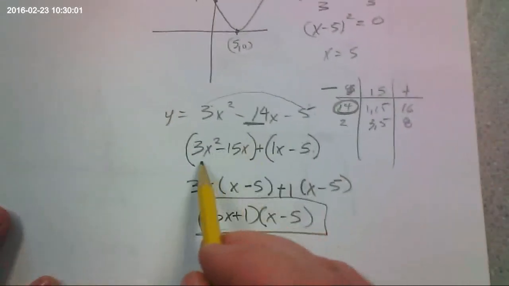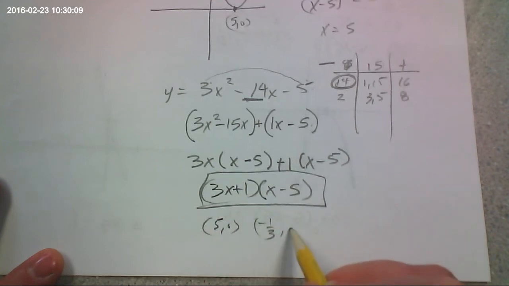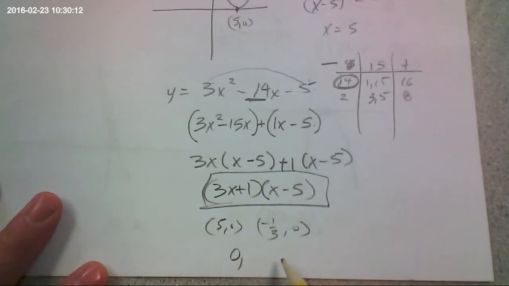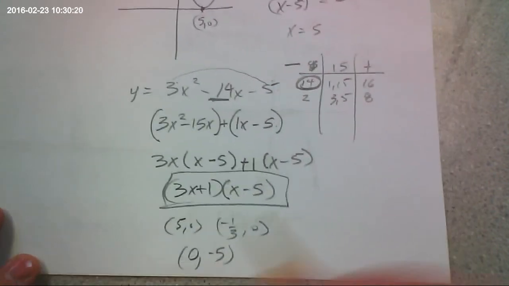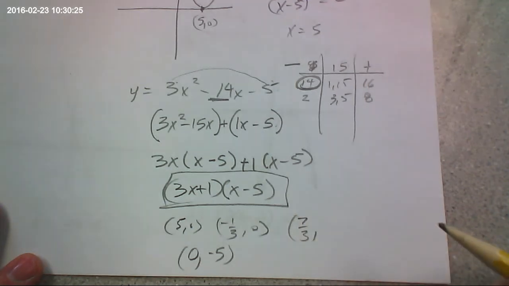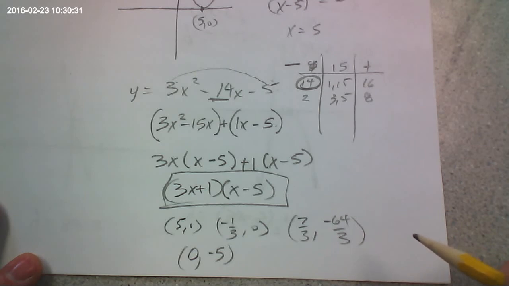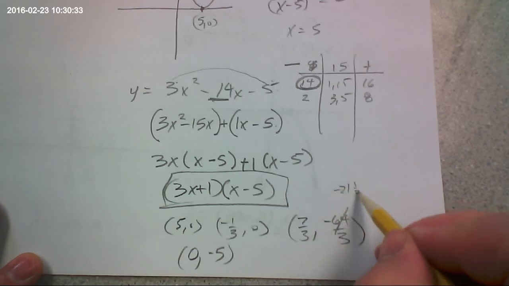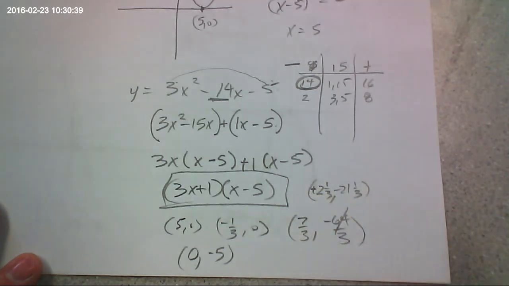All right. So anyway, this one is factorable, right? So what are the x-intercepts? 5. Good. What's the y-intercept? -5, right? And the vertex? 7/3, comma, and then you plug it in, which is like 21 and a third. No, it's +2 and 1/3.